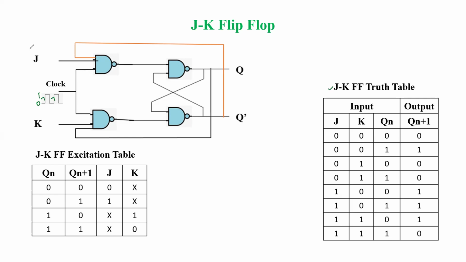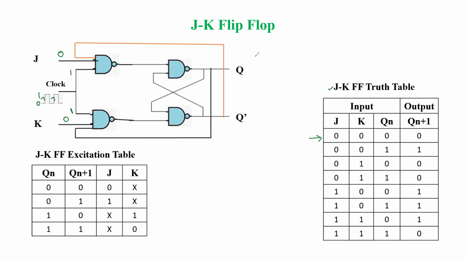Initially, let's take J as 0 and K also as 0. When the clock has a transition from 0 to 1, the clock gives an input of 1. Now we have J as 0, and due to the clock it is 1. K also we have taken as 0, and due to the clock it is 1. Now we are trying to verify the first row of this truth table.